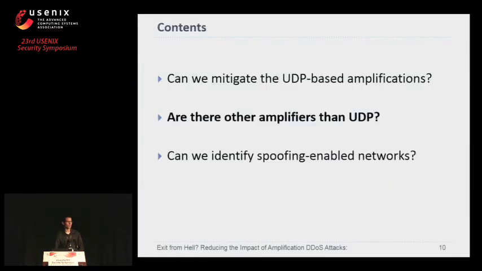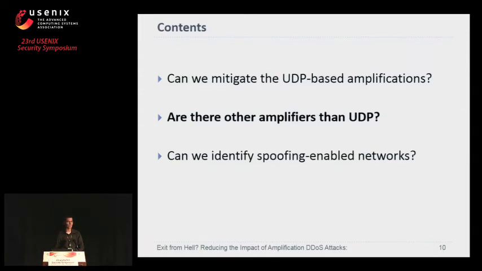Then we fixed this one, right? We fixed NTP, and there are 13 other UDP protocols that could be fixed in principle. And we were wondering, hey, let's assume we fix all these 14 UDP-based protocols. What other protocols are there that can be used for amplification attacks?